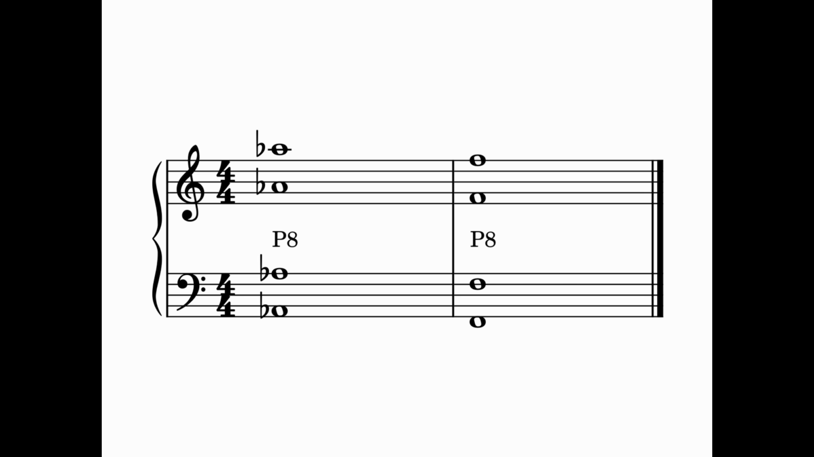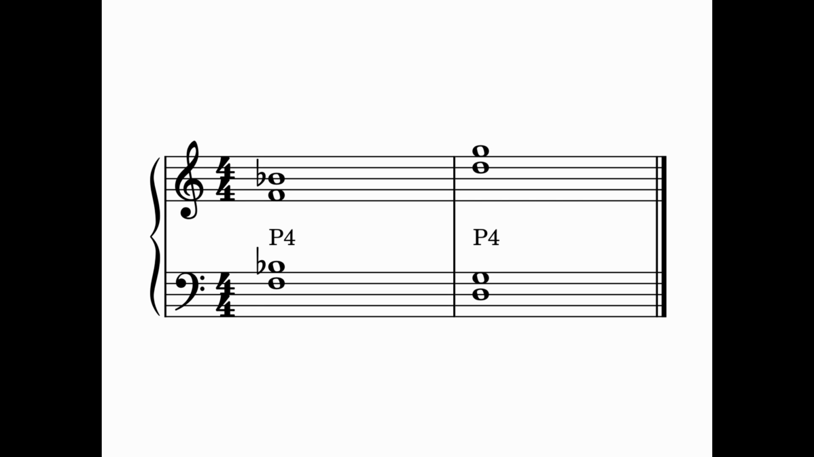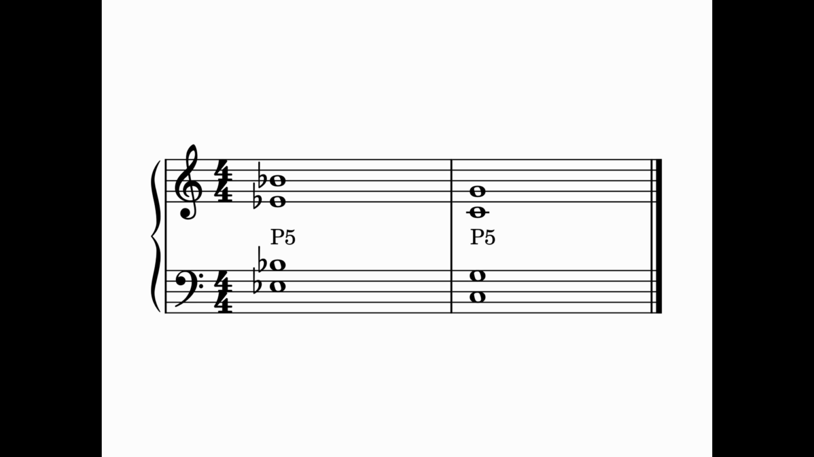Unisons and octaves sound like this. The perfect fourth is made up of 5 half steps and could include F to B flat or D to G. The fourth sounds like this. The perfect fifth is made up of 7 half steps and includes E flat to B flat or C to G. It sounds like this.